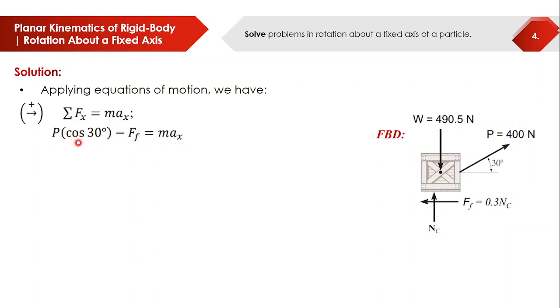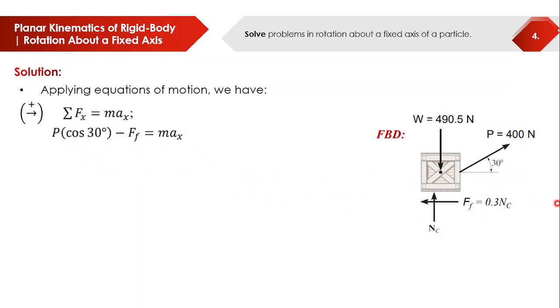What we are doing here is we account the forces that act on the x-axis, or the horizontal forces. So we account that and we identify that there are only two horizontal forces acting on our crate. That will be the pulling force, and since it is inclined, we need to get the horizontal component of this one. So that will be P cosine 30 degrees.